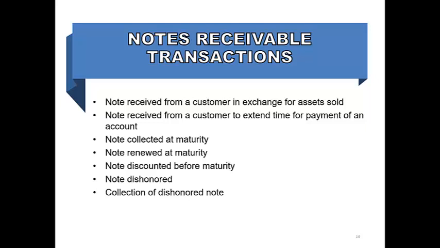In this chapter, we're going to be able to journalize a note collected at maturity, a note renewed at maturity, a note discounted before it matures, a dishonored note, and then collecting on a dishonored note.